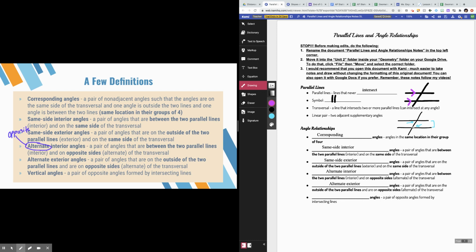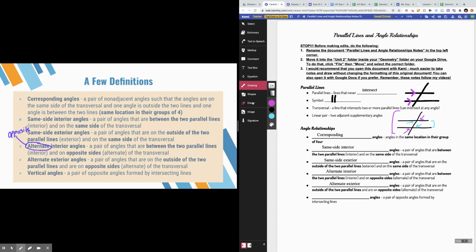Then I'm going to mark some alternate exterior angles here in purple. They have to both be outside of the parallel lines. So, for example, this one and this one. They're both outside the parallel lines and on opposite sides of the transversal.